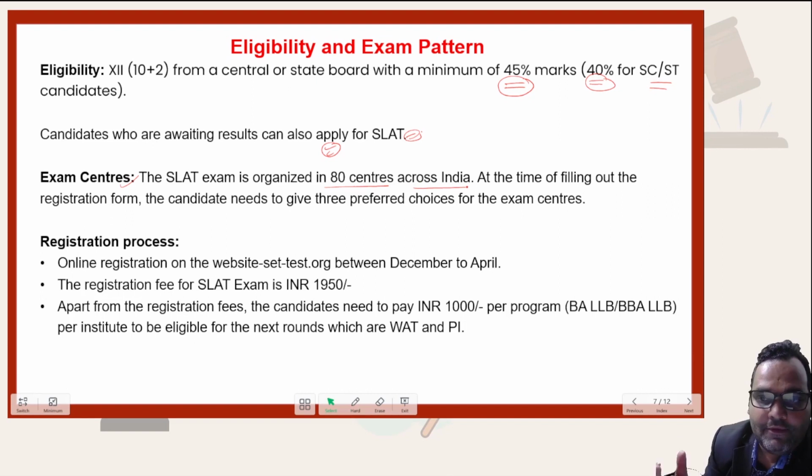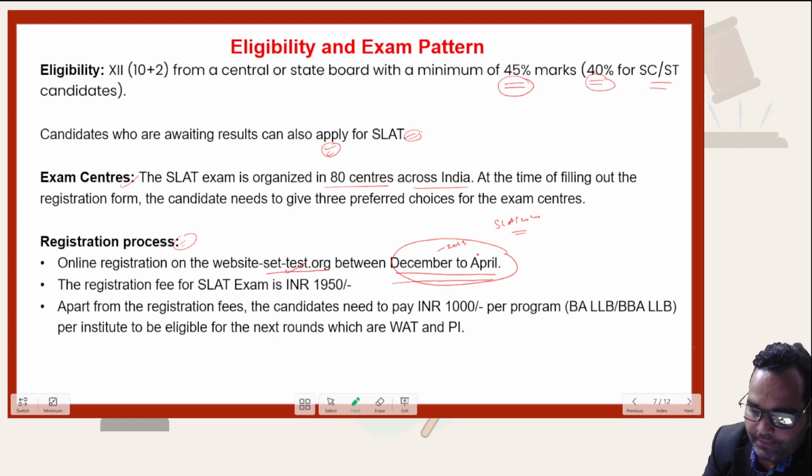And when you are filling the form for SLAT, please keep in mind that you can give 3 choices for the centers. The registration process, step by step, is visiting the website slat-test.org, and you can fill the application form between December to April. For example, if you are applying for SLAT 2024, then between December 2023 to April 2024, the window will be open to fill the form.